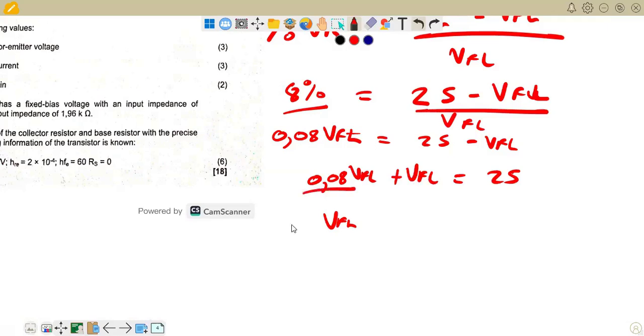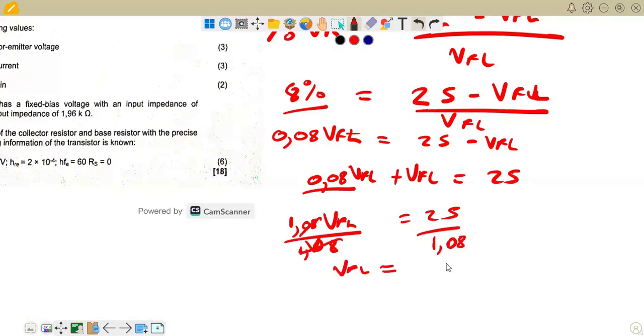0.08 plus 1 is giving us 1.08 V full load is equal to 25. It's one and the same thing. Then we can now divide by 1.08 on both sides. That's V full load, therefore 25 divided by 1.08. That's 23.148 volts. There we go. That marks our V full load. We are taking this from the formula for calculating percentage voltage regulation on power supply voltage regulation, on voltage regulation in power supplies. That's very important, again, to take note of.